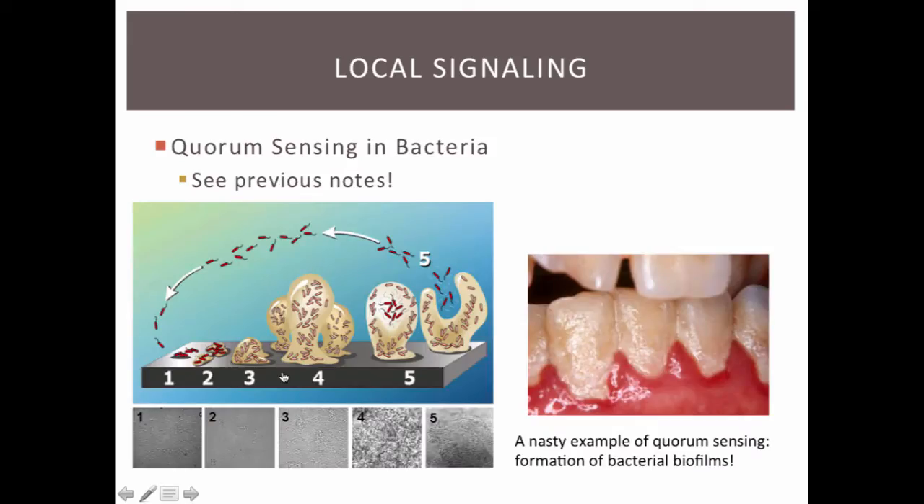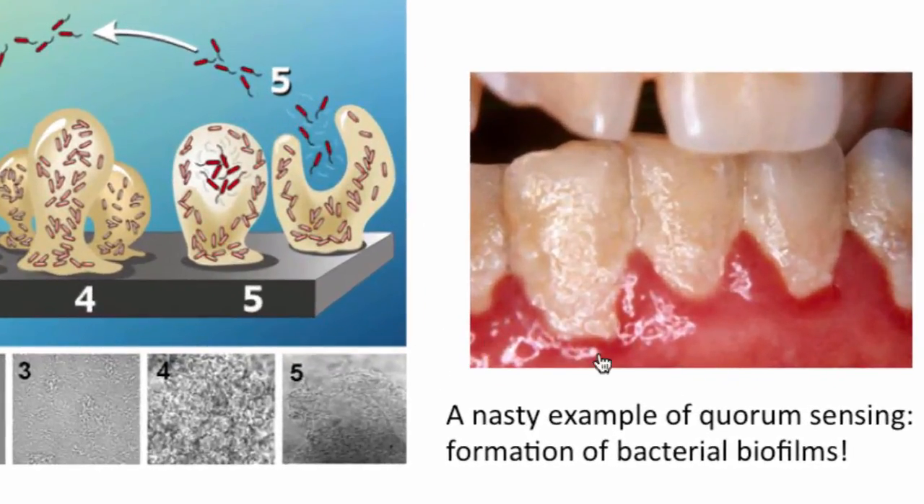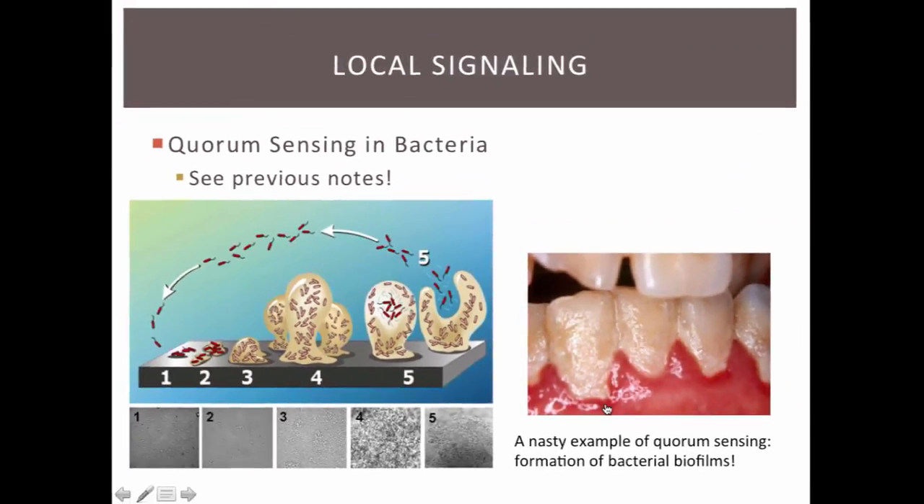We've already discussed the type of local signaling known as quorum sensing in a previous presentation. Refer back to Cell Communication Part 1 for more information on quorum sensing. Quorum sensing is used by bacteria in your mouth to secrete a layer of slime or biofilm, and they can use that biofilm to attach to the surface of your teeth and then form colonies of bacteria, which can give rise to cavities and to oral disease.